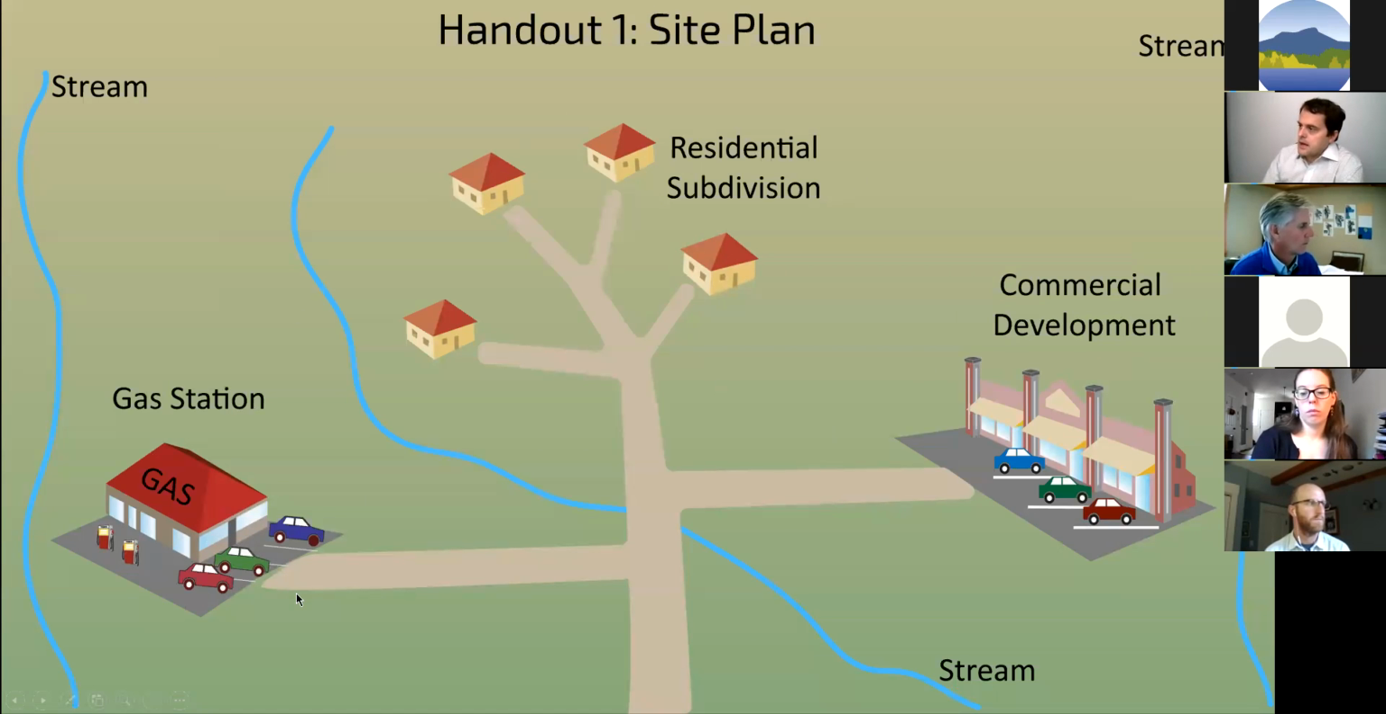So handout 1 is the site plan. This is our site plan. Our proposed site has a gas station here, a little residential subdivision here, and then a commercial development here, and it's all connected by these new roads. We have a stream coming down here, a stream flowing across here, and another stream flowing here.